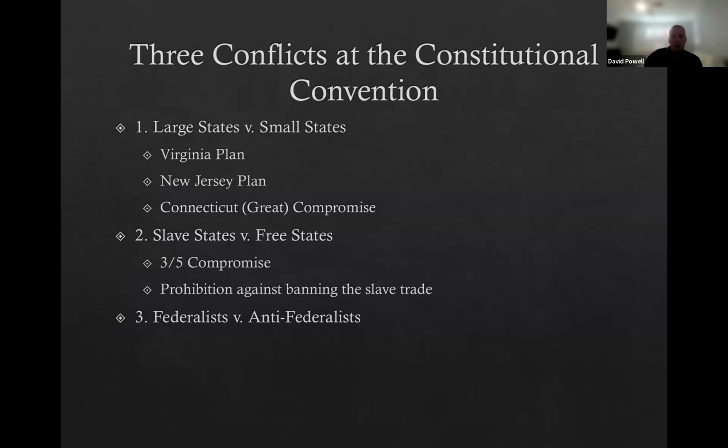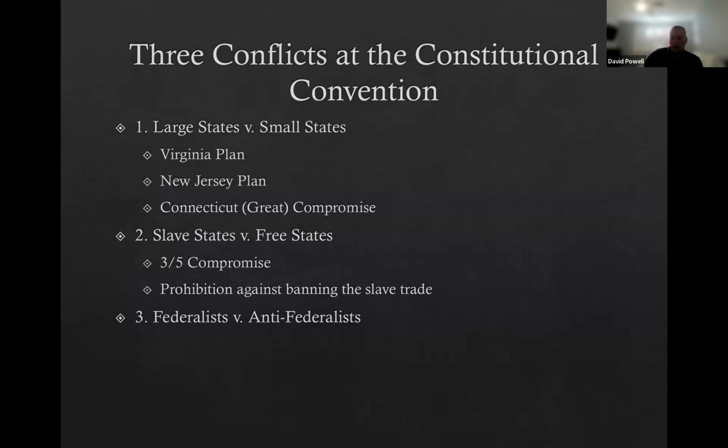Free states were arguing, especially abolitionists, were arguing for eliminating the slave trade in the Constitution. Slave states obviously pushed back very hard on that. So the compromise they came to is that the slave trade would be untouched until at least the year 1808, and there could be no law outlawing the slave trade until at least 1808. So the framers took that issue and they certainly punted it to a future generation.